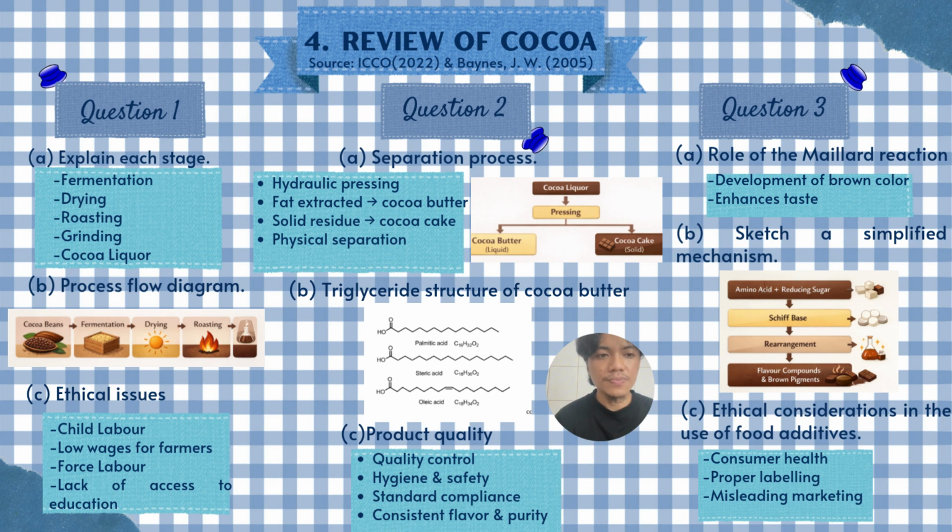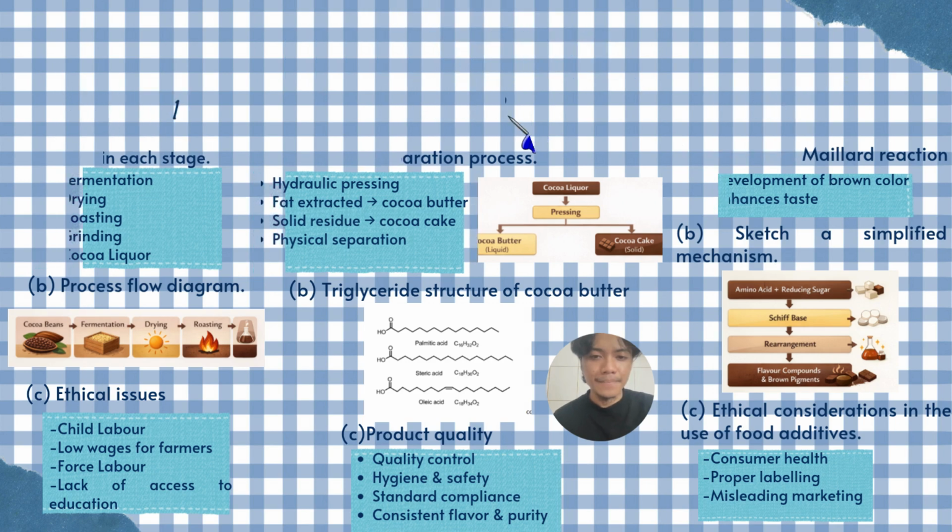Second, transparency is important. Consumers have the right to know what is in their food through proper labeling. Third, companies must avoid misleading marketing, such as claiming products are natural when additives are used.